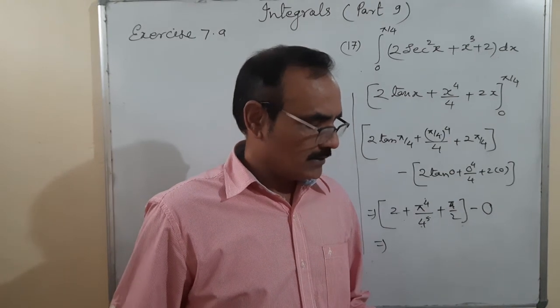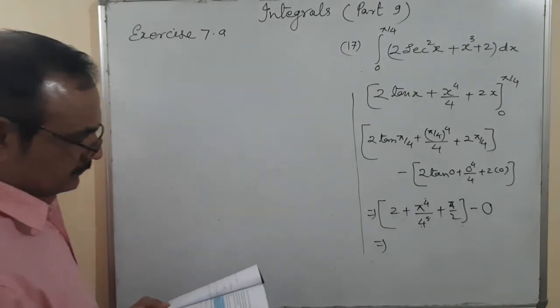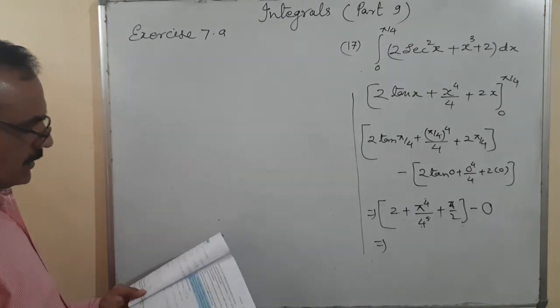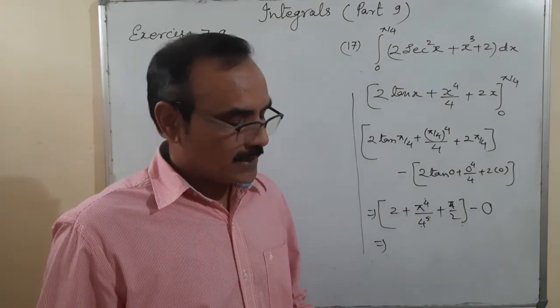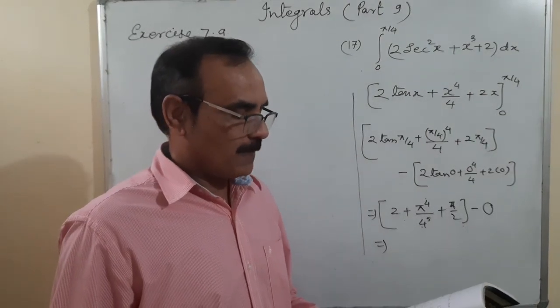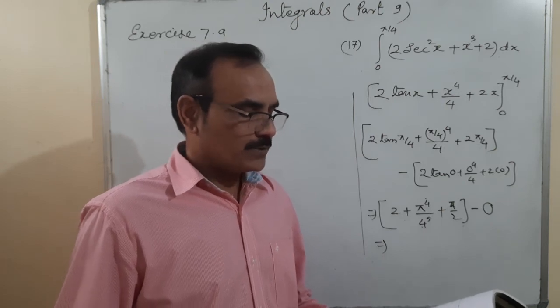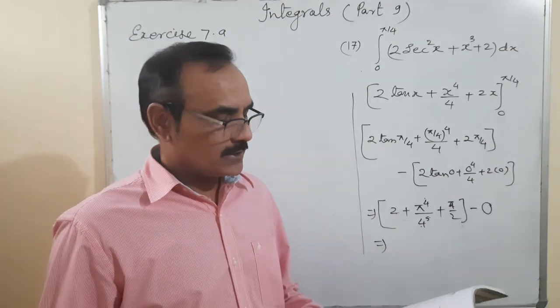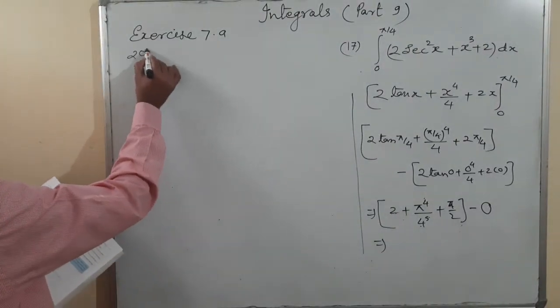Now let us see question number 20. But before 20, let me discuss one question given: sin square x by 2 minus cos square x by 2. It is minus of cos square x by 2 minus sin square x by 2, which is cos x, so it can be solved directly. Now question number 20.